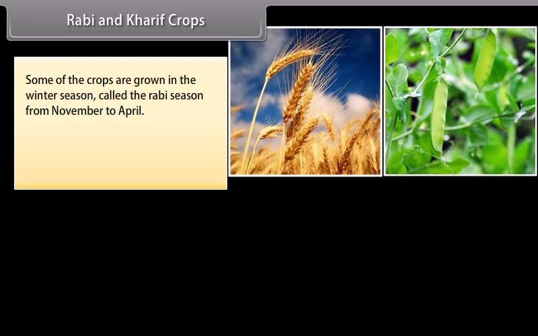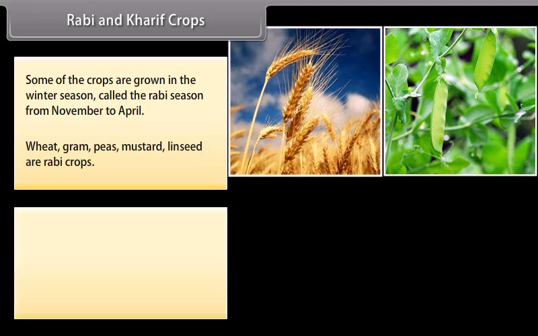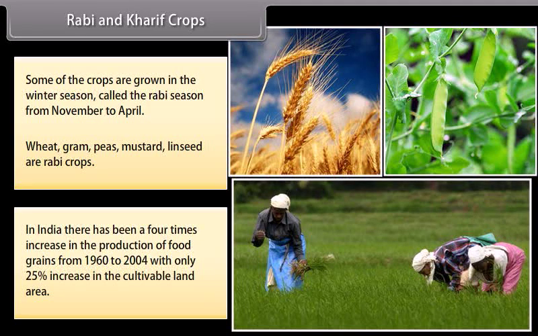Some of the crops are grown in the winter season, called the Rabi season from November to April. Wheat, gram, peas, mustard, linseed are Rabi crops. In India, there has been a 4 times increase in the production of food grains from 1960 to 2004, with only 25% increase in the cultivable land area.